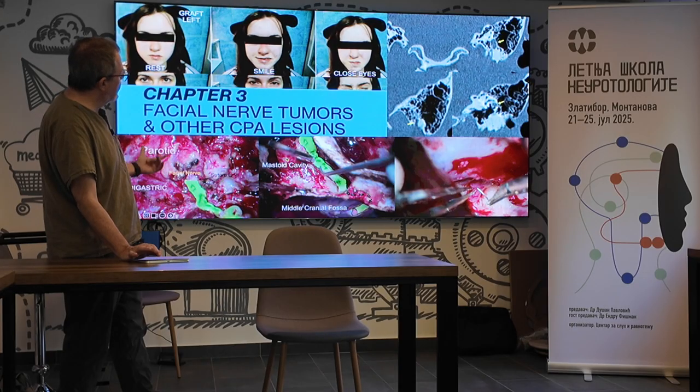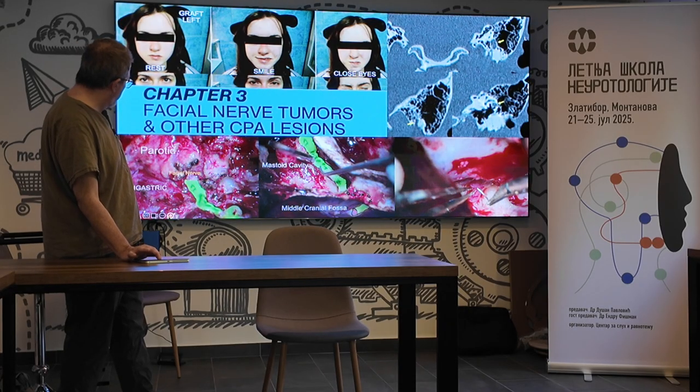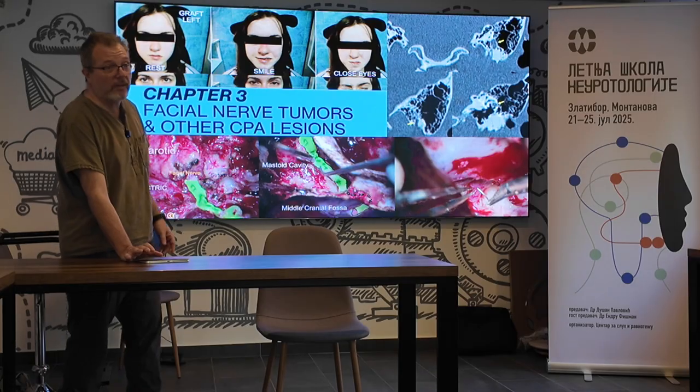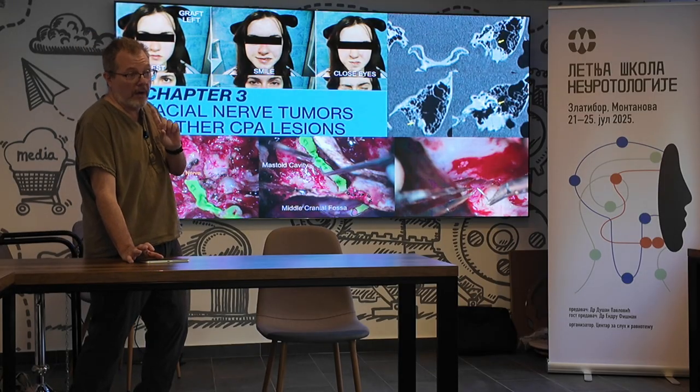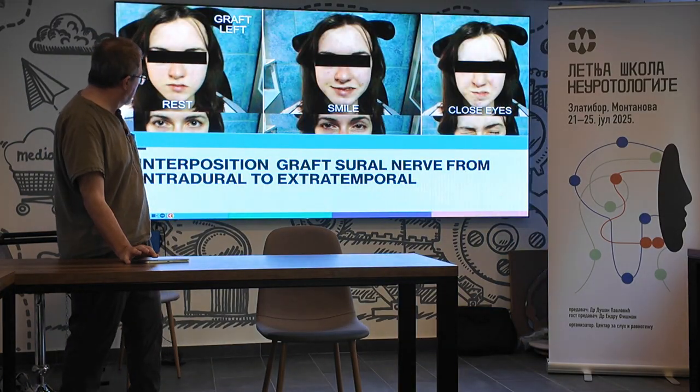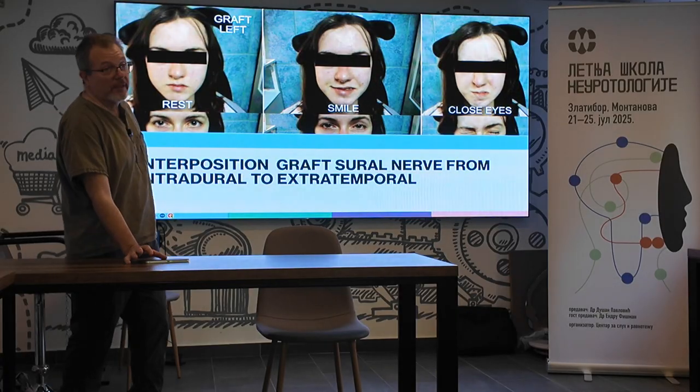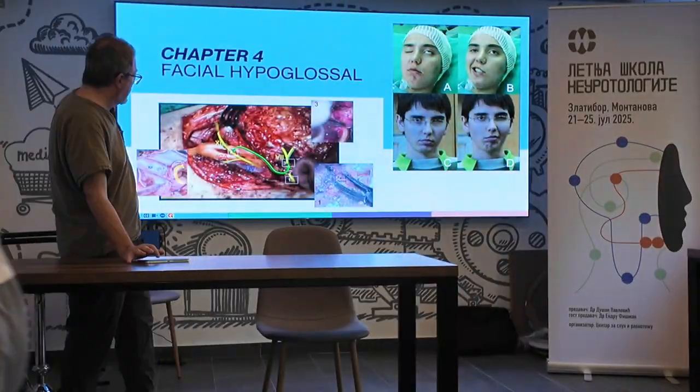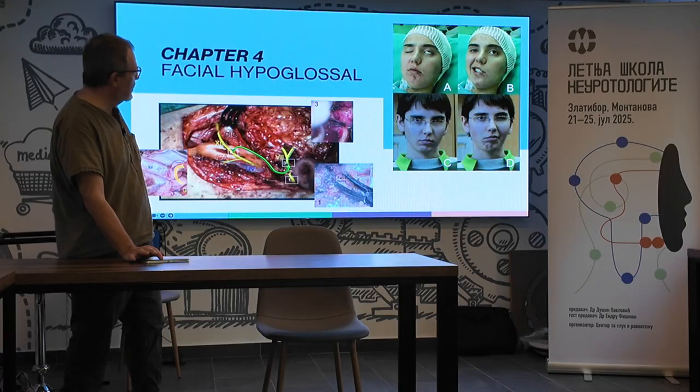And she has relatively good smile, a little bit of a weakness, some mass movement, and good eye closure. So because she's so young, she was 14 years old, she had a relatively good outcome from just a long graft in between. Now, there are better ways to do it now. This I did about 20 years ago. This girl also is about 20 years ago.